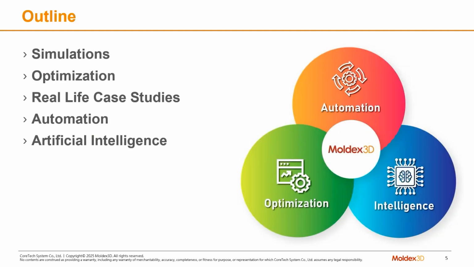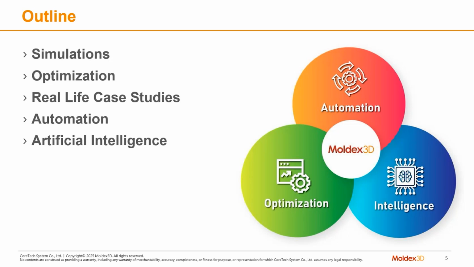And today's presentation, we're going to talk about simulations in general. Then we're going to talk about how to optimize those simulations. I have a few real-life case studies that I'm going to share with you. And then we're going to get into the automation side, how you can reduce the manual labor that goes into setting up the simulation and this kind of optimization, using our API automation tool.